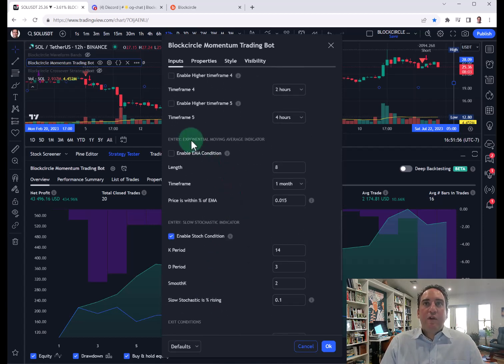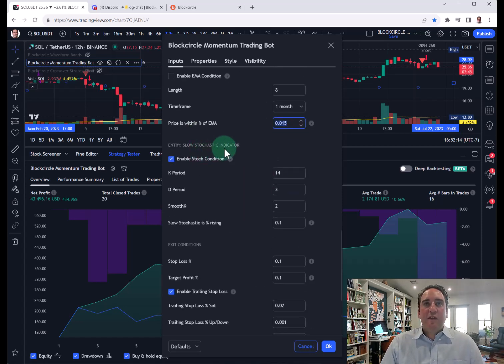So you could also do exponential moving averages. So if you want to be able to see if the price is within a certain bound, right, within an upper bound and lower bound range of within 1.5% of the EMA, then you can use that as a potential entry condition as well.